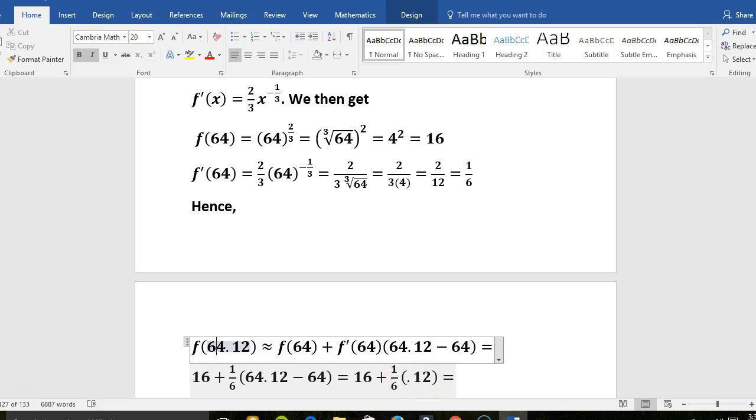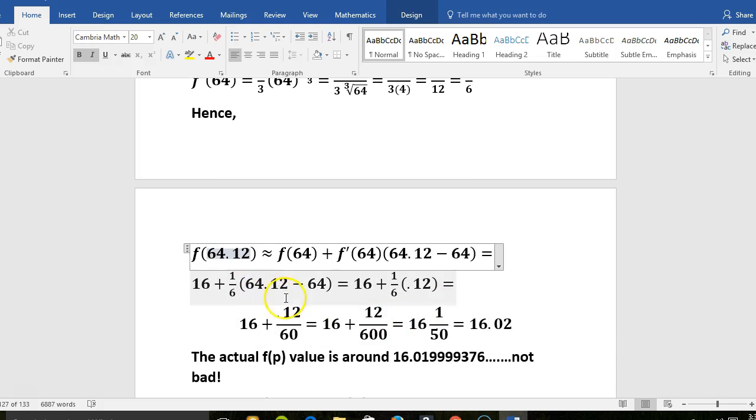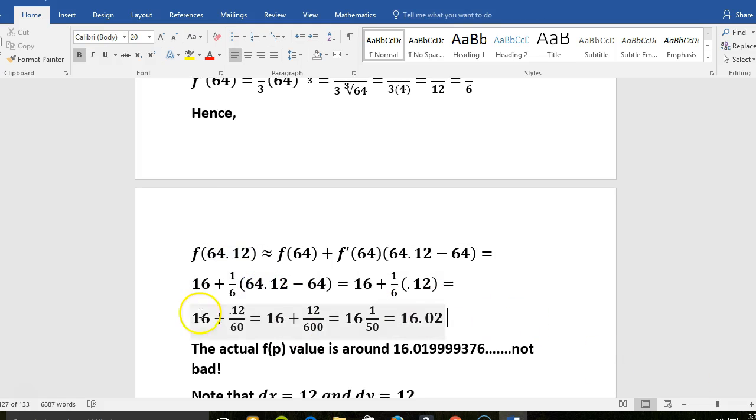Now we can do this by hand. It's not too bad. By arithmetic, 0.12 divided by 6, well, 6 goes into 12 two times, so 0.12 divided by 6 would be 0.02. So this would be 0.02, and 0.02 plus 16 is 16.02.